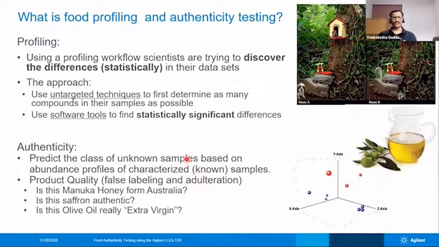So we can use this to do a product quality test, something like Manuka honey: is it from Australia? Or saffron, is it authentic? And in terms of olive oil, is it really extra virgin? Whatever you are paying for the extra virgin, is it really true? That is what we wanted to find out in an easy to use manner in a routine QA/QC lab.